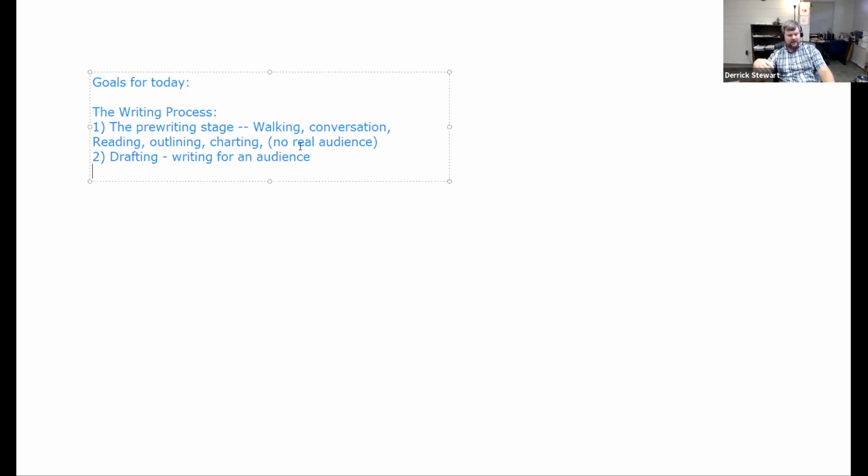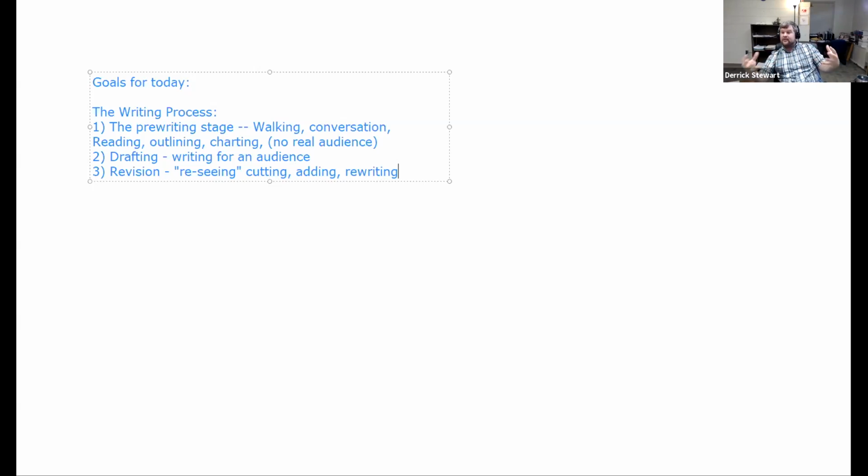So there's pre-writing, there's drafting, and then there's revision. These are the big three. Revision is re-seeing, right? It's re-looking at, it's looking again, it's going back through and making changes. It's cutting, it's adding, it's rewriting, all those things. Revision is not too complicated for many people to understand.